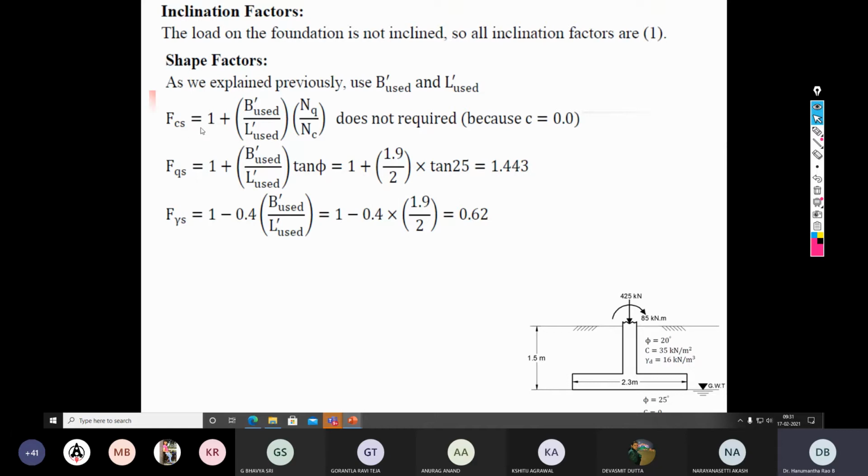So FCS is anyhow not required, because the first term becomes 0 due to the cohesion component being 0. So calculate FQS, the shape factor corresponding to the overburden term, and the shape factor corresponding to the self weight component.